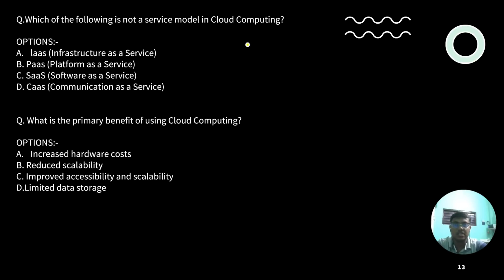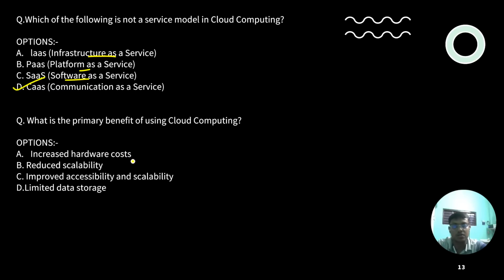Which of the following is not a service model in cloud computing? So this all infrastructure as a service, platform as a service, and software as a service. These are all services that are provided by cloud computing. Only this communication as a service is not one which is provided by cloud computing. What is the primary benefit of using cloud computing?